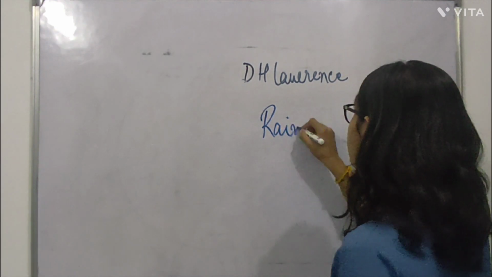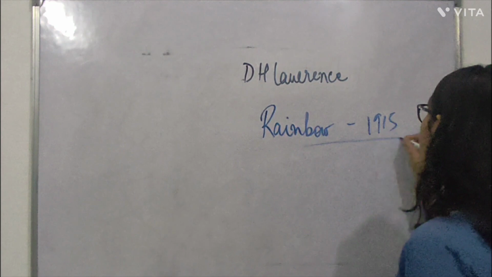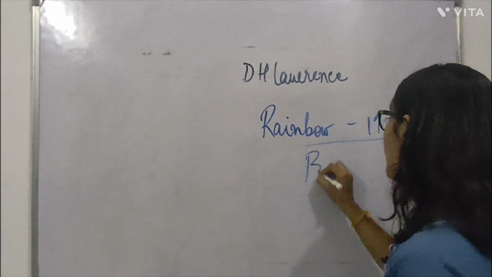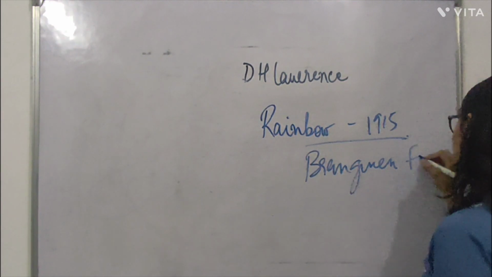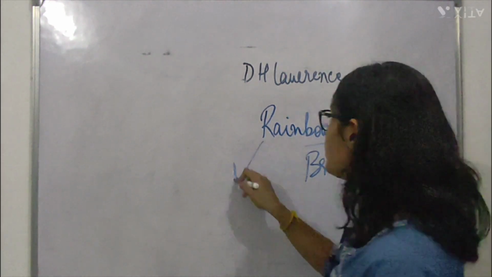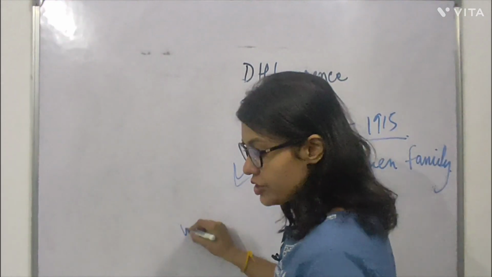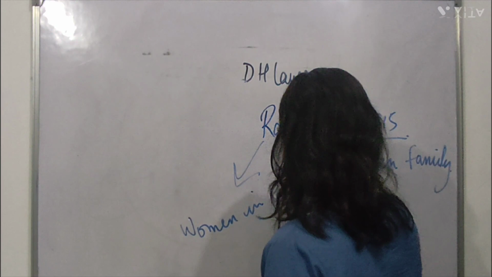The next book is called Rainbow. This came out in 1915. This is about 3 generations of the Brangwyn family. That's all you need to remember about this book. There's a sequel to this book, Rainbow, which is called Women in Love.